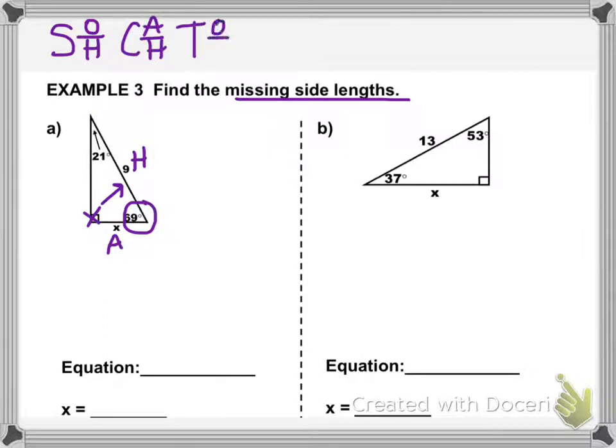This is where SOHCAHTOA comes in really handy. So go ahead and write it down on your paper somewhere. I'm going to look at my SOHCAHTOA and say, okay, I've got A and H. Which one uses A and H? It's the middle one. It's cosine. That's how I know which trig function to use.